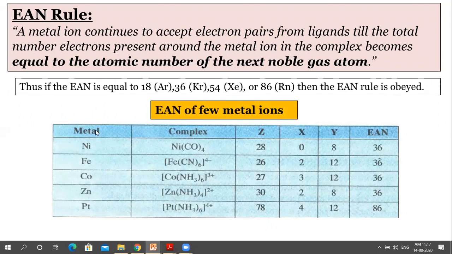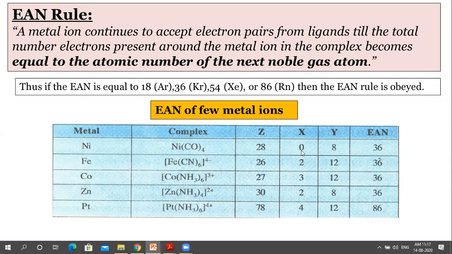So see, this is metals. निकेल, निकेल के बाद जो रेयर गैस आता है, that is 36, which is the krypton, because you know the atomic number of nickel is 28. And what is this EAN rule? EAN rule is nothing but this nickel tends to accept the electron pair from the ligands. कब तक? जब तक उसका total number of electrons, ये next rare gas जो 36 है, जब तक नहीं होता तब तक वो इलेक्ट्रॉन पेयर एक्सेप्ट करते हैं. This is EAN rule.